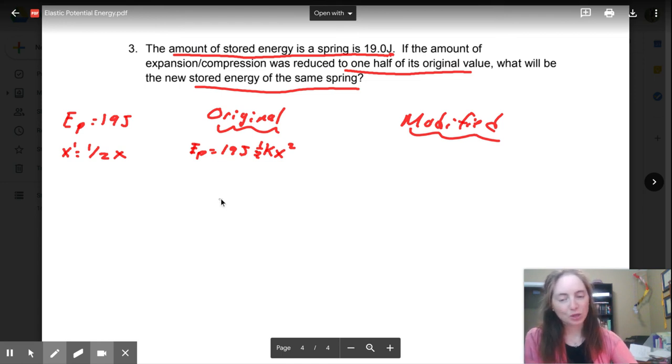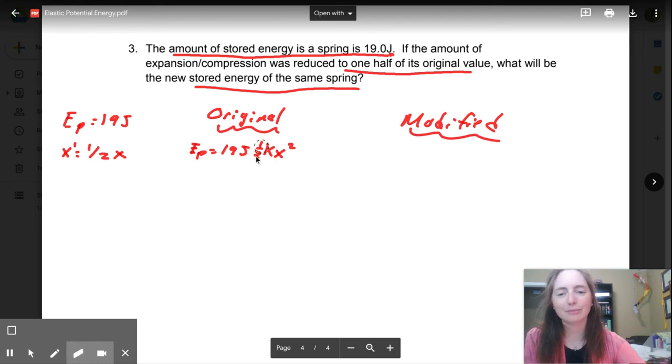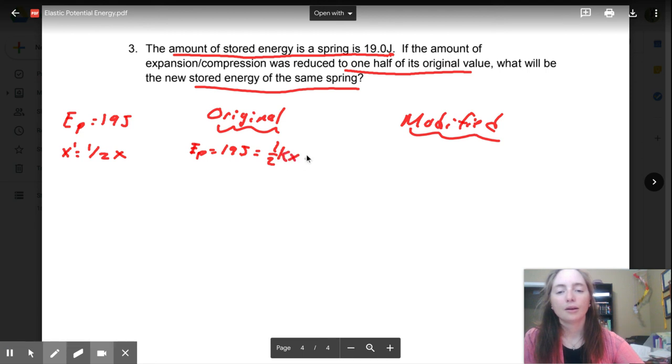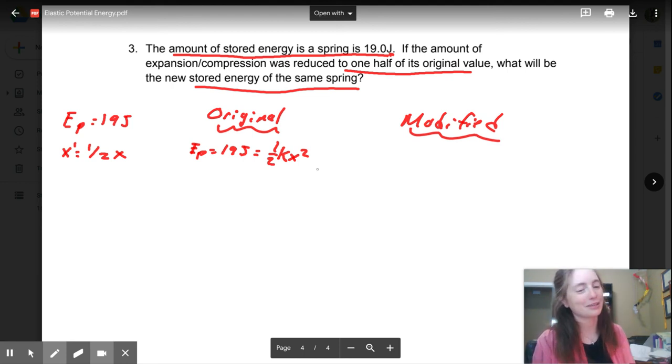Okay, so ladies and gentlemen, I'm actually going to write that a bit nicer because that is a bit of a disaster. So 19 joules is also equal to 1/2 kx squared. It would help if I wrote the letters in the right spot. Goodness gracious. That's better. Right numbers, right variables, right spot.